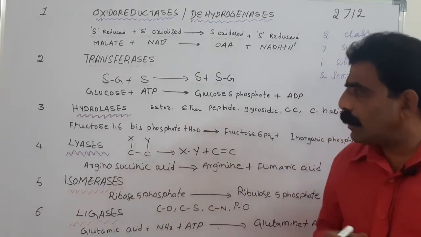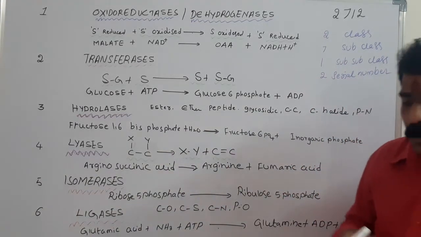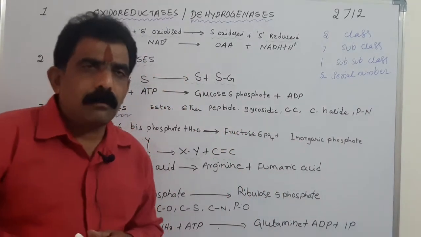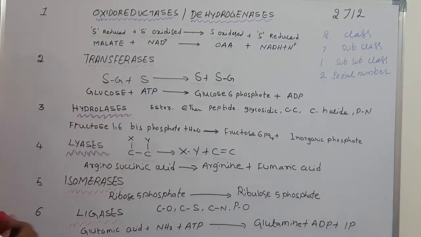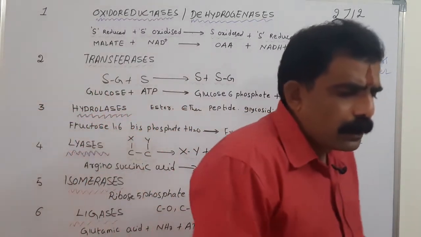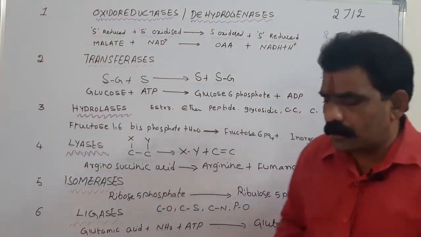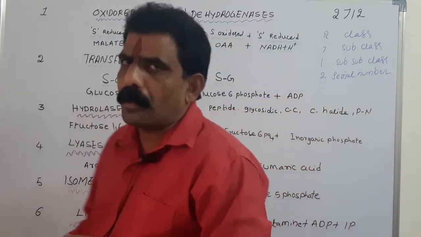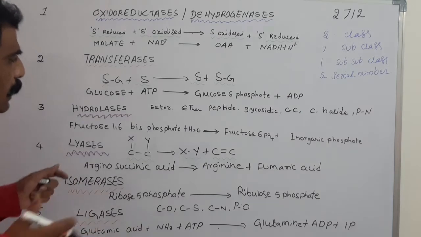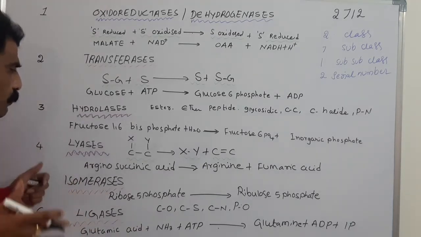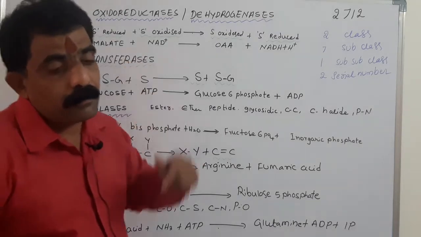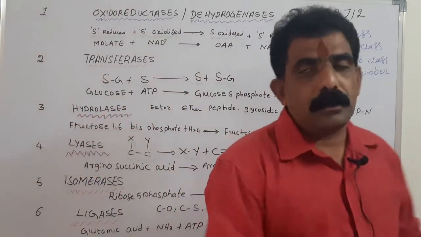So those are the hydrolases, which are responsible for the removal of groups from substances by utilizing water molecules. Otherwise, we can say that hydrolases are the enzymes which break down complex ones into simple ones by using water molecules. An example is fructose 1,6-bisphosphatase, which removes the phosphate group from fructose 1,6-bisphosphate, resulting in the formation of fructose 6-phosphate.